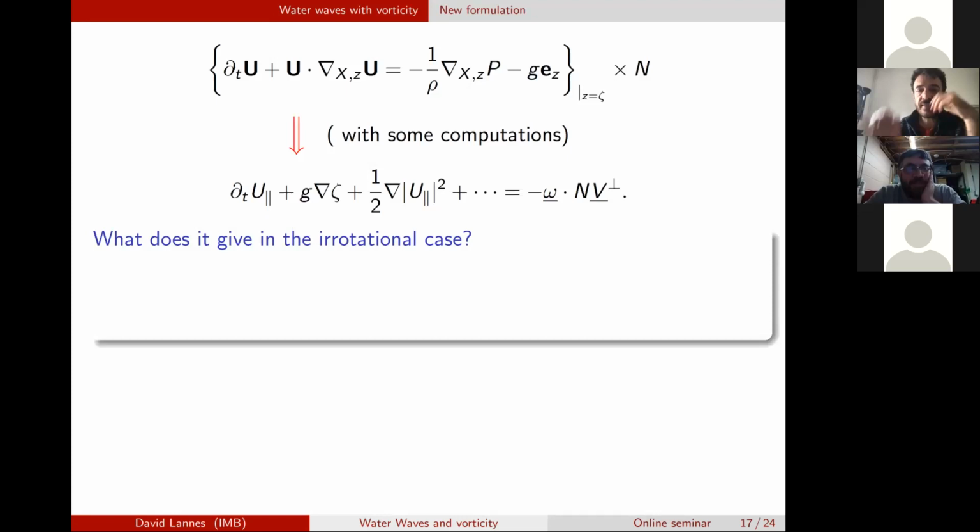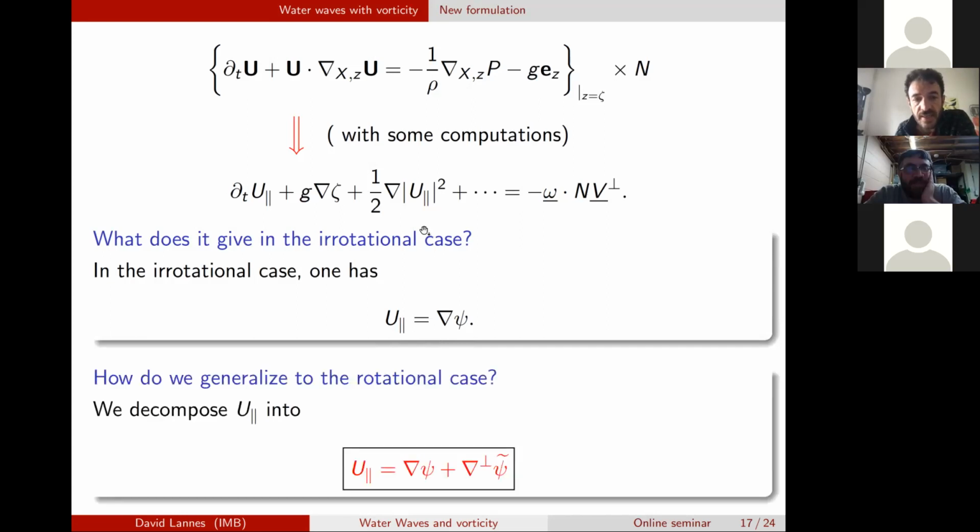Okay. And then, so this way of proceeding, what is it equivalent to if we do it in the irrotational case? Okay, this should work also in the irrotational case. And actually, if you look at what happens in the irrotational case, you remark that u parallel is exactly the gradient of psi. Okay, and this quantity omega dot n is equal to 0, so that in this case we obtain an equation which is exactly the equation we had obtained on psi. I mean, with the gradient of the equation we had obtained on psi in the Zakharov-Craig-Sulem formulation.